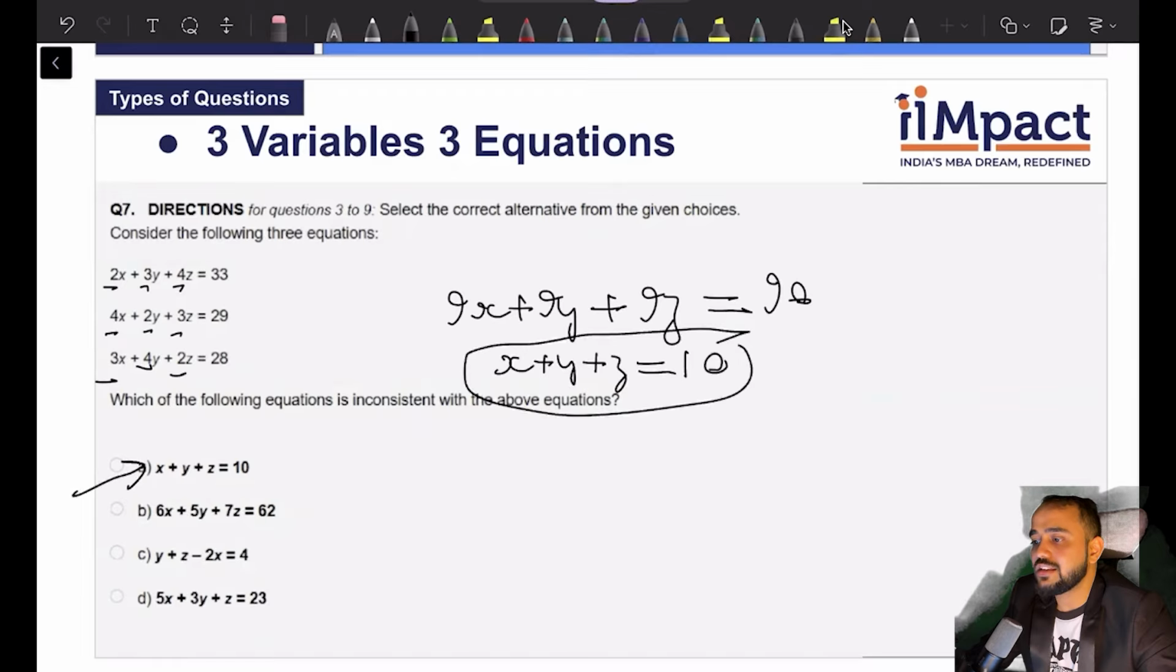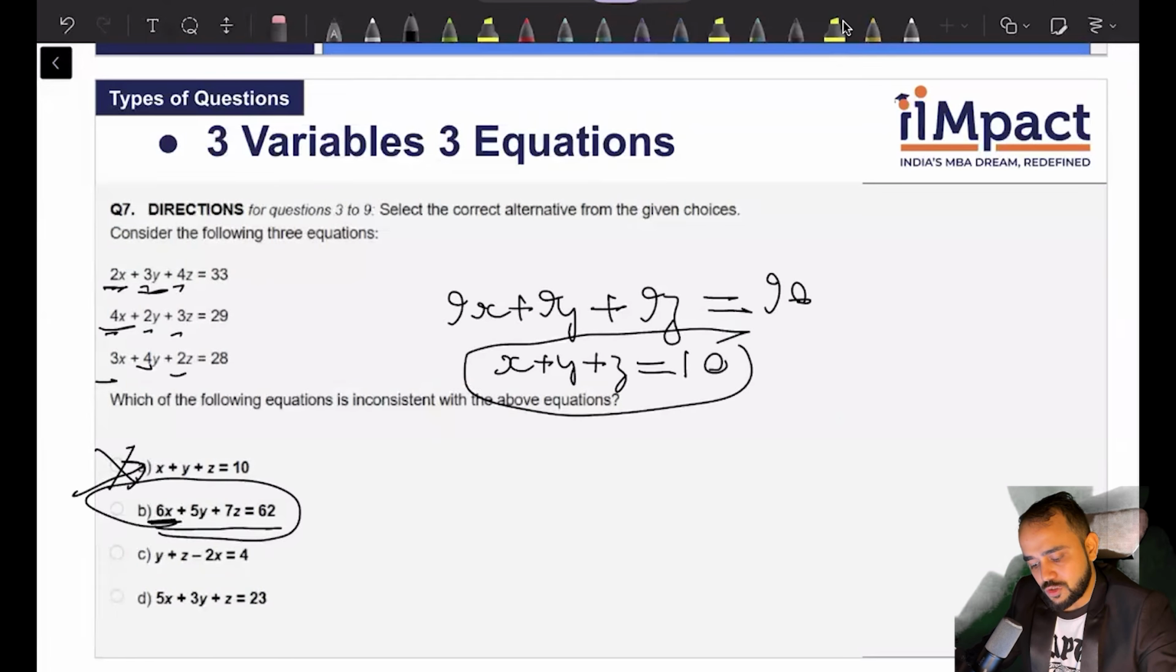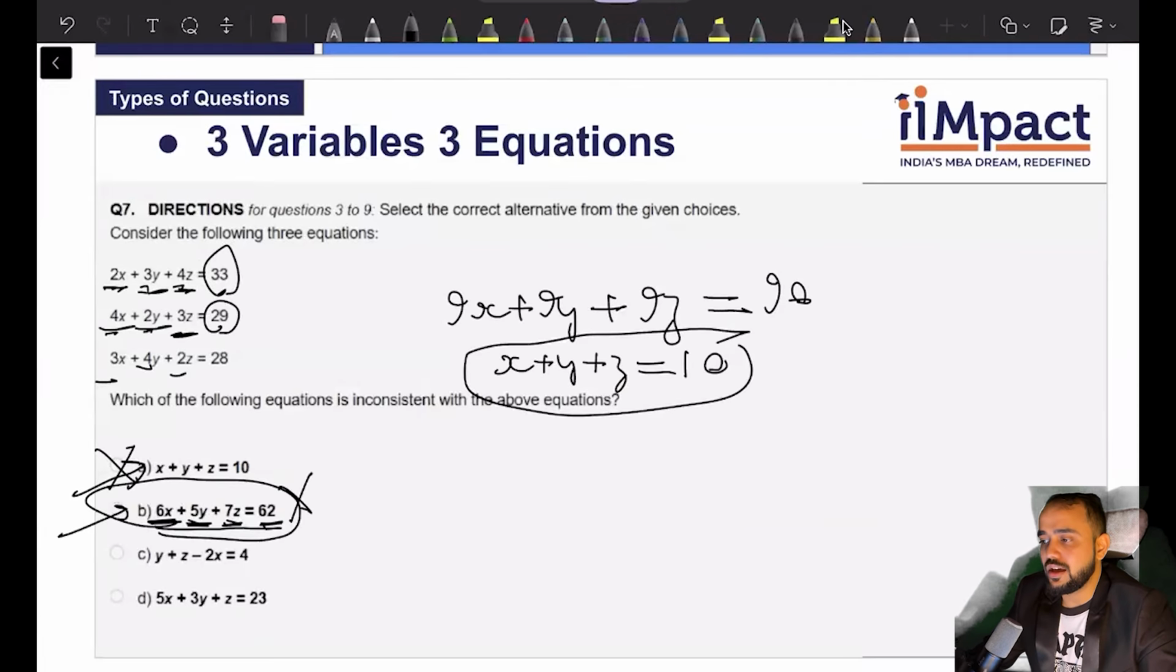Your option number A has emerged, which means this is not your answer because this is consistent with the given situation. 6x plus 5y plus 7z. Can someone tell me how you will make this? If you add the first two equations, you will get this. 2x plus 4x is 6x. 3y plus 2y is 5y. 4z plus 3z is 7z. Is 33 plus 29 equal to 62? Yes, it is, which means this is also consistent, not my answer.